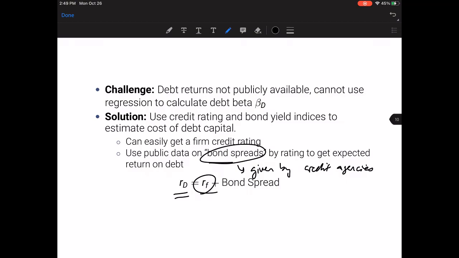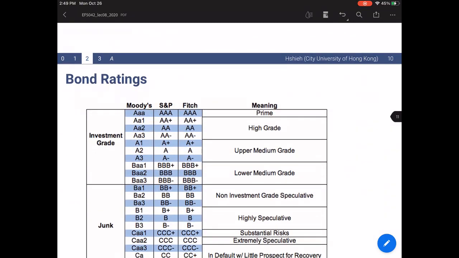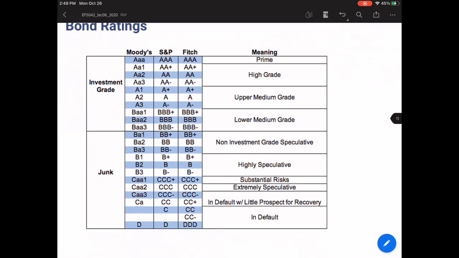All right, so let's look at the next slide, which gives us a table that's basically a cross-section of ratings provided by the top 3 rating agencies and what that means for investors in terms of risk. So as you can see, there are 3 rating agencies provided to you: Moody's, S&P, and Fitch. And this is what investment grade means.